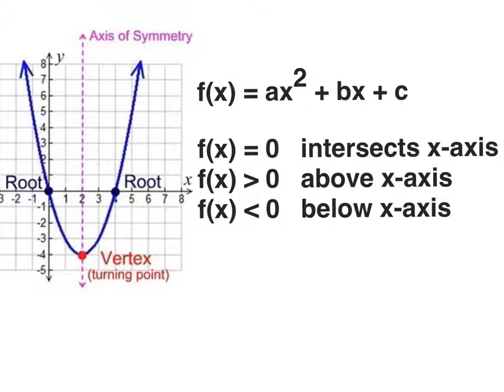So let's talk about the quadratic part of a quadratic inequality. Remember, the general form of a quadratic function is f of x, which is our y, is equal to ax squared plus bx plus c, where a, b, and c are some constants. What we're used to solving for are the roots, or where the function f of x is equal to 0. So that's where that intersects the x-axis.